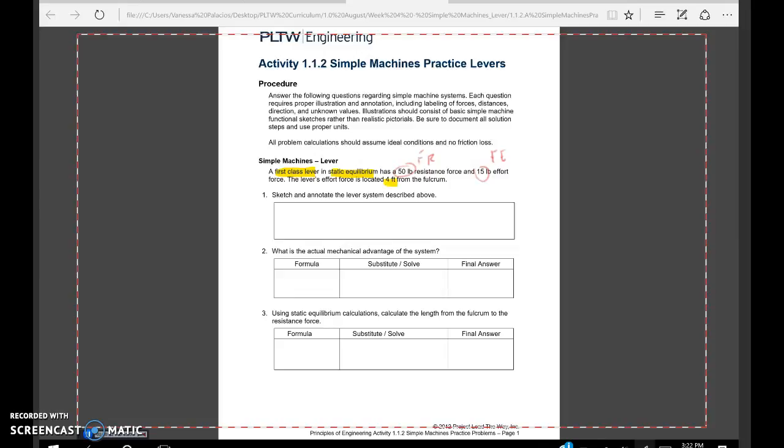So let's sketch a first-class lever. First-class lever is where the FE is located on one side and the FR is located on the other side. So there's our sketch.